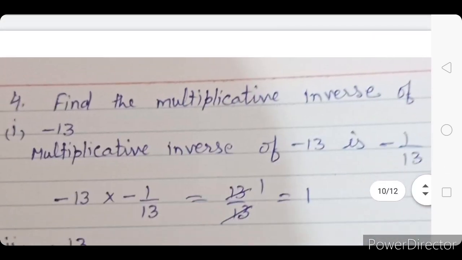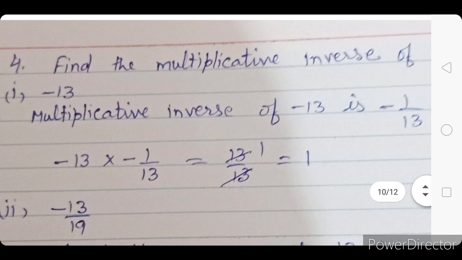Understand? Now question number 4, it is the multiplicative inverse. Multiplicative inverse means the reciprocal of the number. It is the other name for multiplicative inverse. So minus 13, its multiplicative inverse will be minus 1 upon 13. Minus will not be changed, it will be minus 1 upon 13. When we multiply these, answer should be 1. In the additive inverse, after adding, answer should be 0, but in multiplicative inverse, after multiplying, answer should be 1.